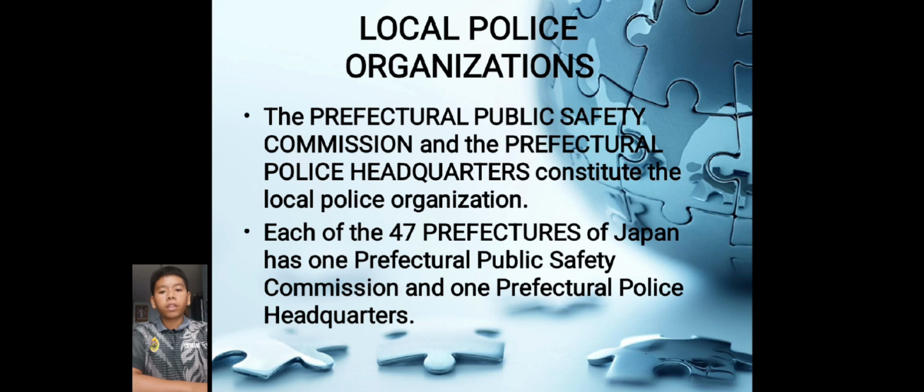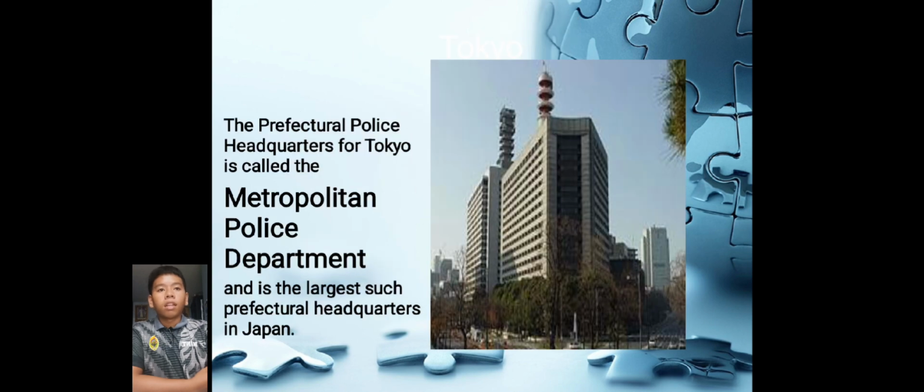The local police organization, the Prefectural Public Safety Commission and the Prefectural Police Headquarters, constitute the local police organization. Each of the 47 prefectures of Japan has one Prefectural Public Safety Commission and one Prefectural Police Headquarters. The Prefectural Police Headquarters for Tokyo is called the Metropolitan Police Department and is the largest such prefectural headquarters in Japan.